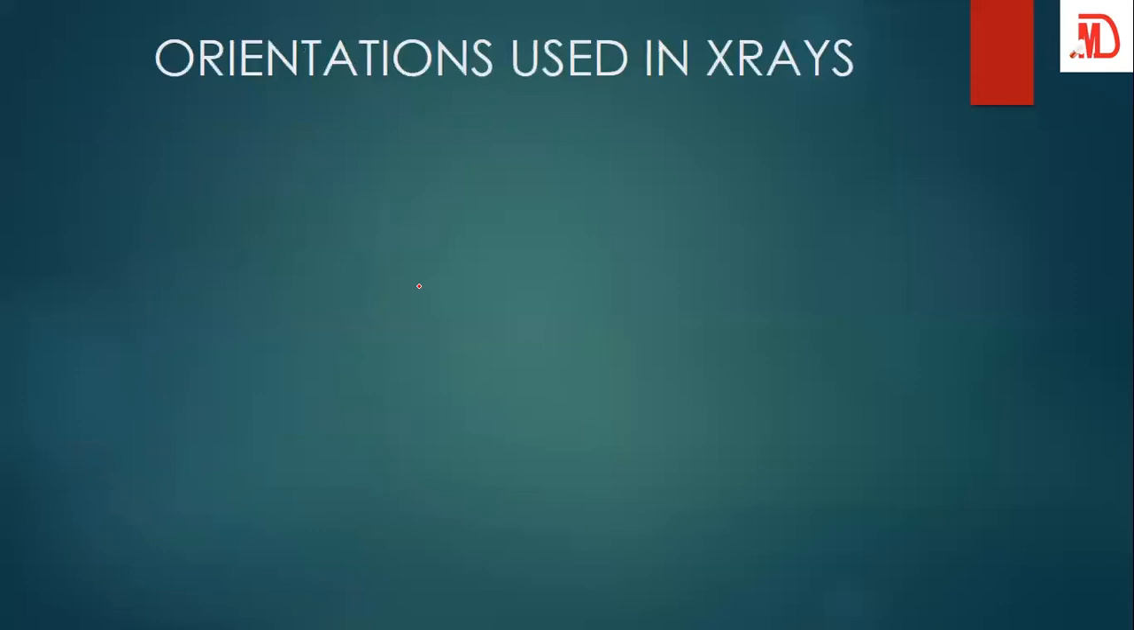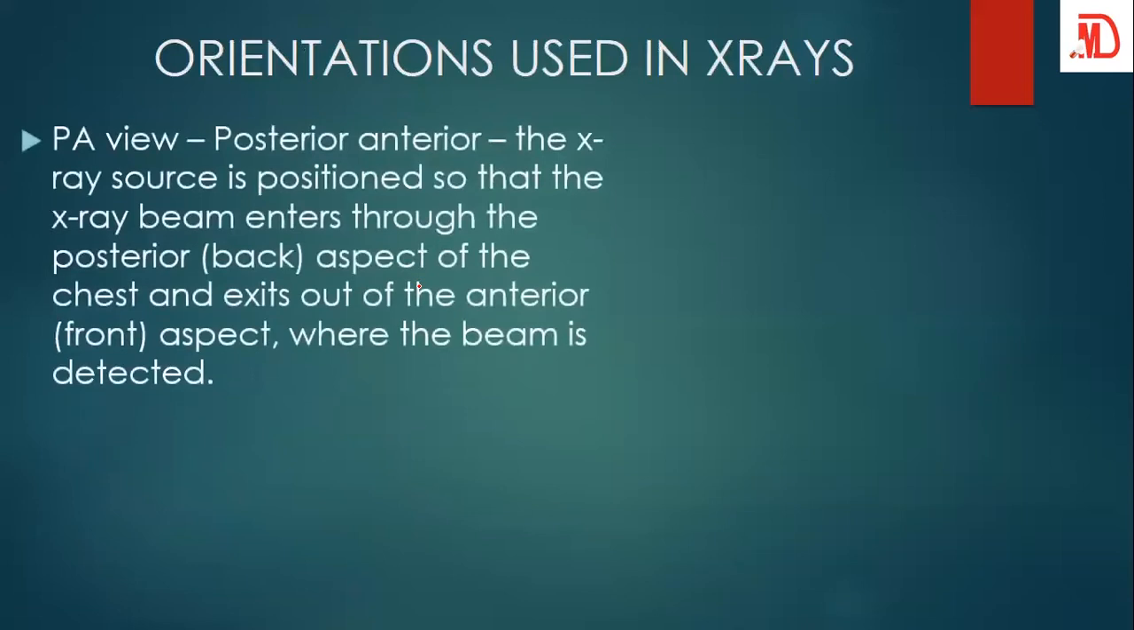Now let's talk about the orientations that are used in x-rays. For orientations, we talk about basically three things. One is the PA view, that's the posterior anterior view. In this view, the x-ray source is positioned so that the x-ray beam enters through the posterior or the back aspect of the chest and exits out of the anterior or the front aspect, where the beam is being detected and recorded on a film for us to be able to read it.